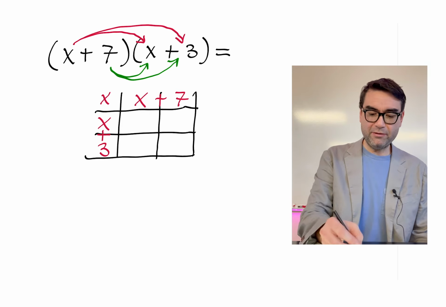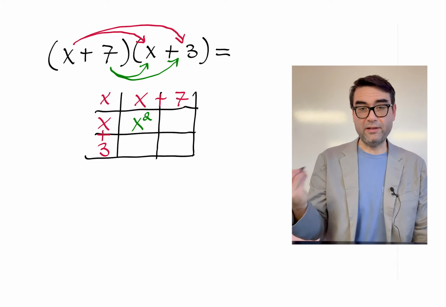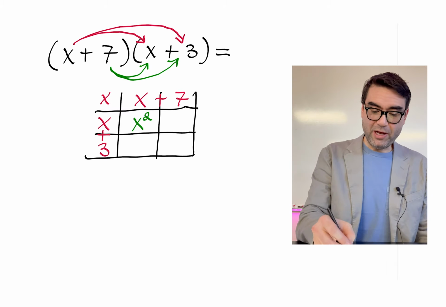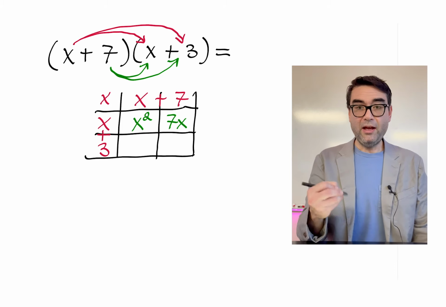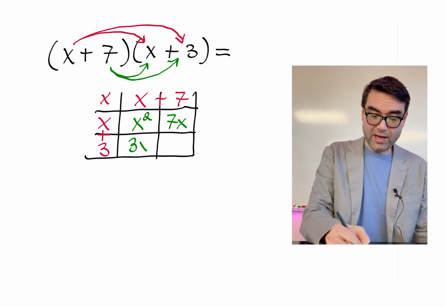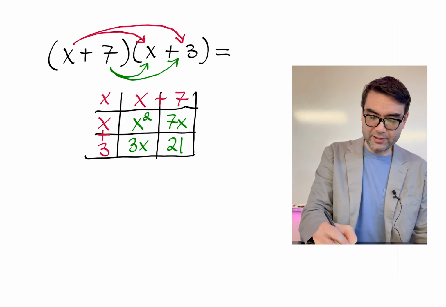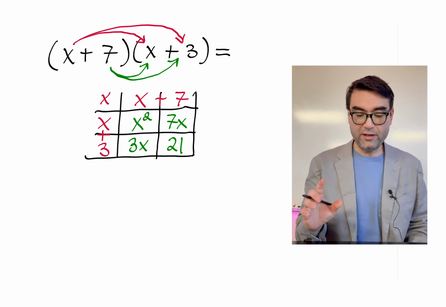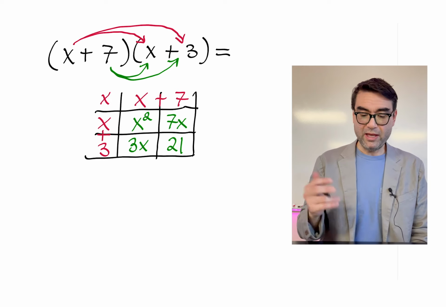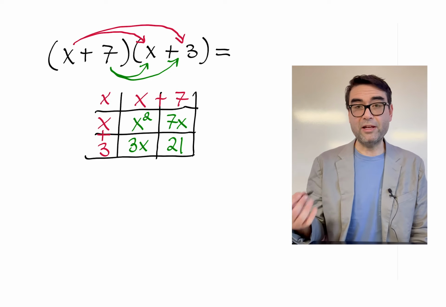Okay, you start with x times x. X times x is called x squared. Positive 7 times x on the right here is 7x. 3 times x on the bottom left here is 3x. And then 7 times 3, multiply the constants, that's 21.